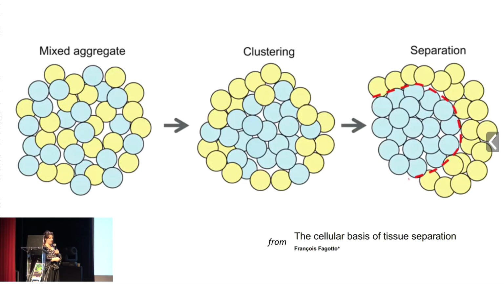This is classical in tissue biophysics. If you mix cells which do not have the same adhesion interactions or contractility, if you have enough noise in your system, they will dynamically separate a bit like oil and water.